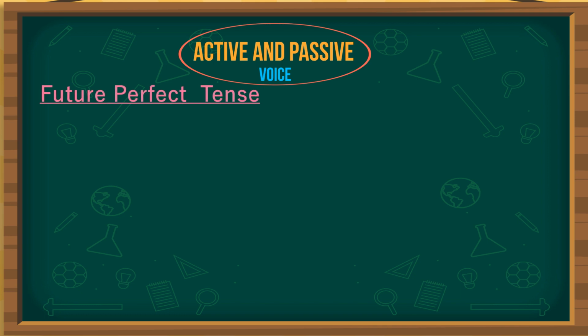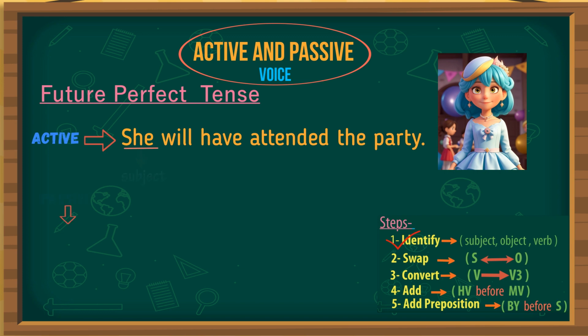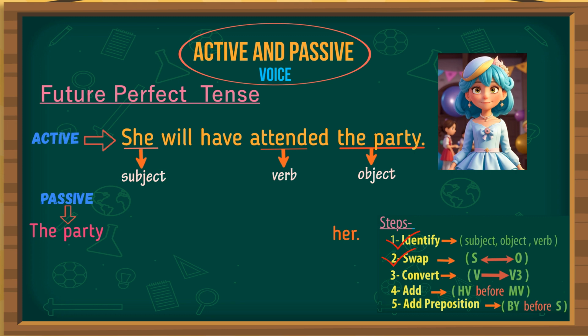Now let's see an example of future perfect tense. In active sentence, she will have attended the party. In passive voice sentence, firstly the subject here is she, verb is attended and object here is the party. Let's swap the subject with the object. Here, she transforms into her at the end and the party comes in the beginning.